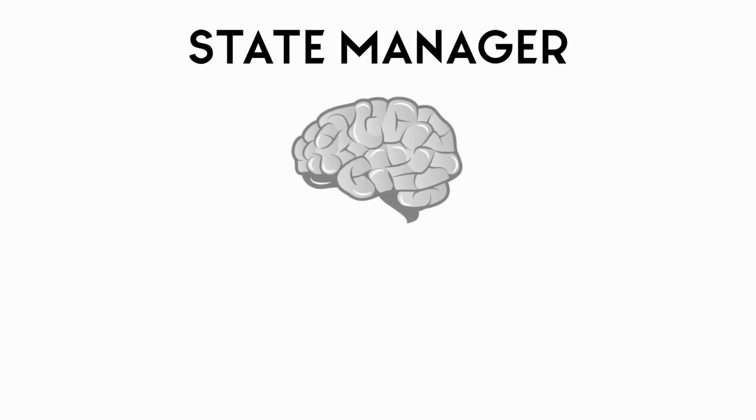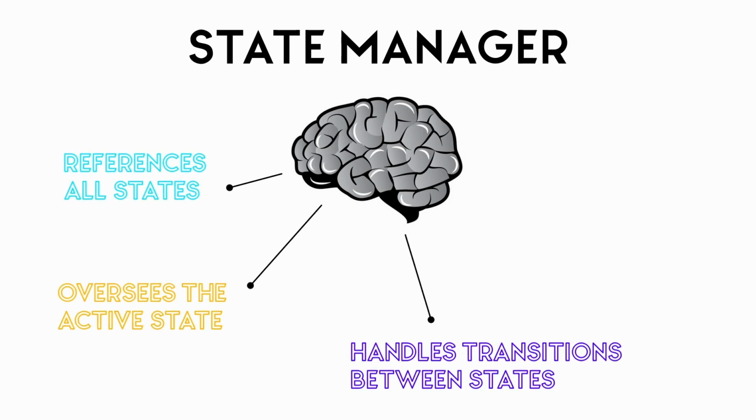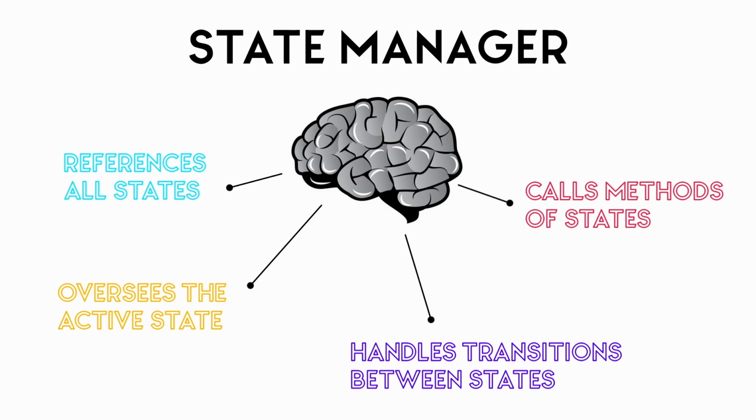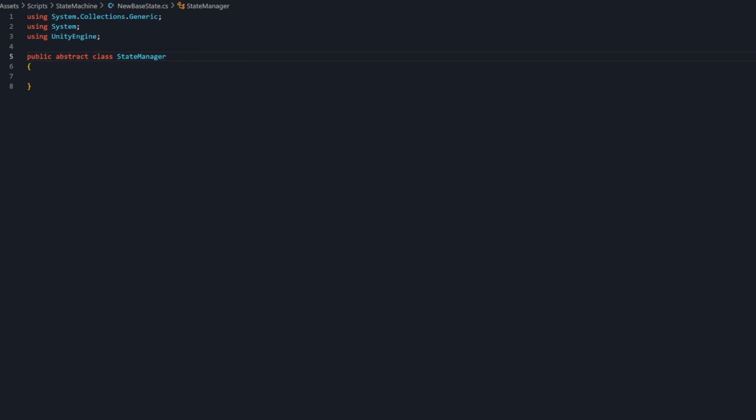The State Manager class acts as the brain or central controller of a state machine. The State Manager maintains references to all states, oversees the active state, facilitates transitions between states, and calls essential methods such as EnterState and ExitState, UpdateState, and various triggers among others. State Manager will be another abstract class because it will allow us to create an unlimited number of concrete state machines. By deriving from State Manager, the concrete state machines will inherit this core state machine functionality. Again, we want this to be reusable.